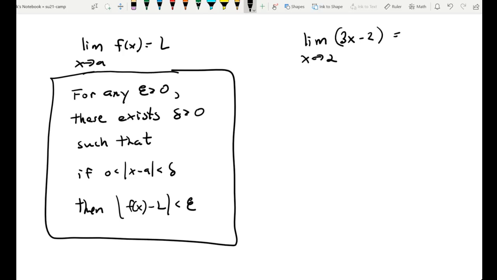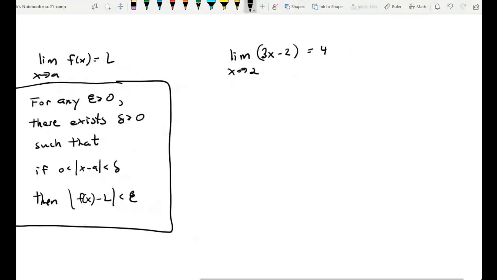Well, we know how to compute this limit. What is it? It's 3 times 2 minus 2, so 6 minus 4. Okay, so you're going to get the statement, and they're going to say, if I give you, let's keep it simple, given an epsilon, and they might give you a number, or they just might leave it as epsilon.